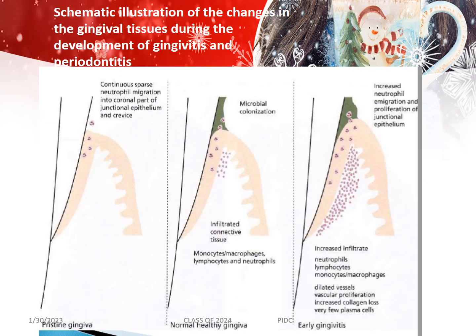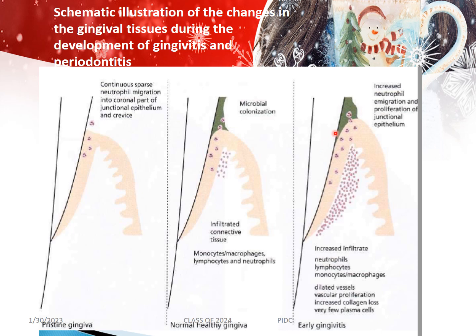So next, coming on to the schematic changes which take place during the development of gingivitis and periodontitis. Generally, in a pristine gingiva, that is when the gingiva is in a very good state, there is a little neutrophil migration into the coronal part of the junctional epithelium and crevice to stop the flow of bacteria coming inside the connective tissue. But when there is a little more plaque, so this green represents your plaque, there is a greater amount of neutrophils present. So there is an infiltrated connective tissue, that is neutrophils come to this area and it allows them to move to the junctional epithelium. So this is a normal healthy gingiva.